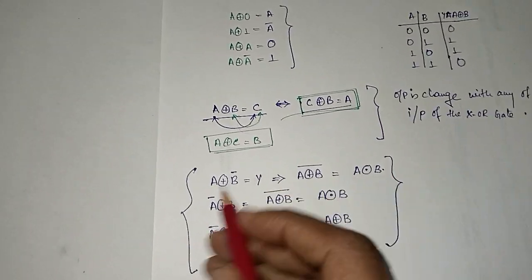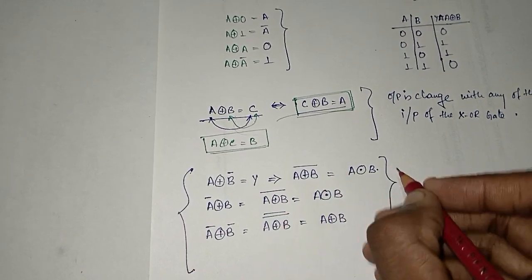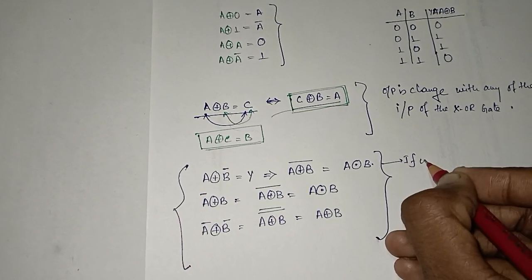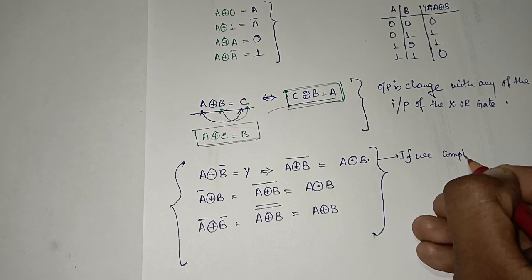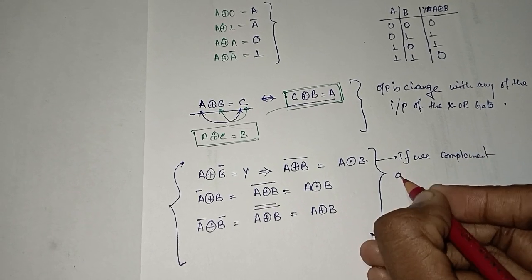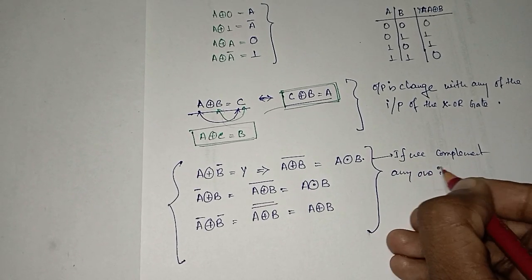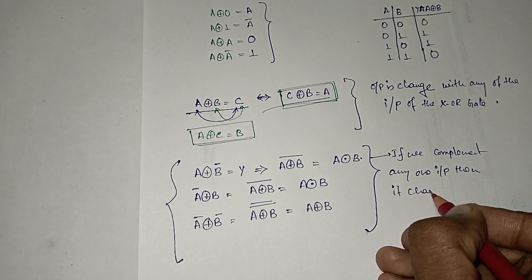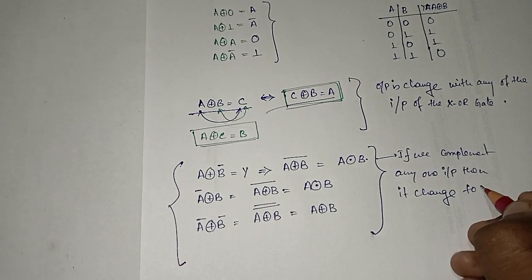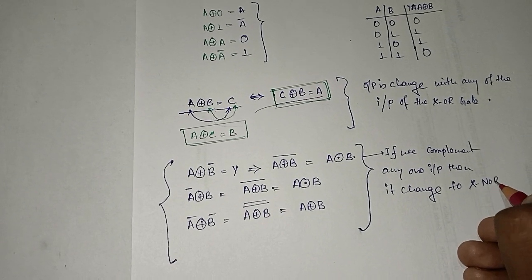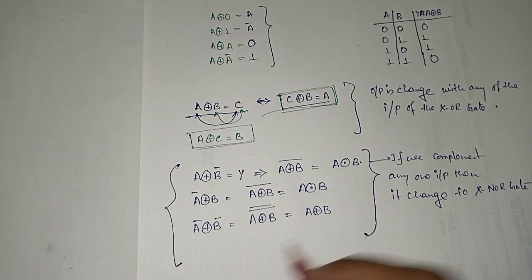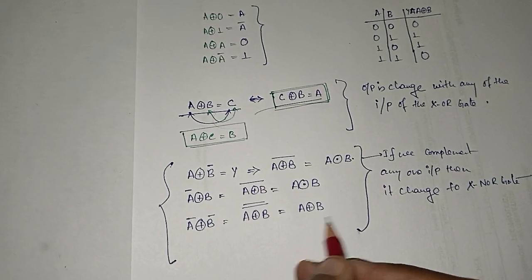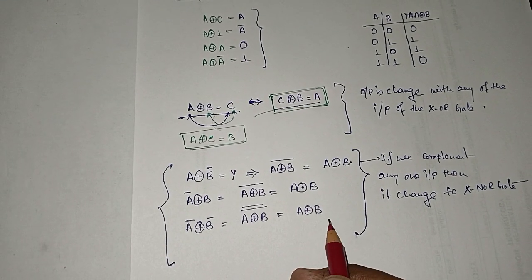So if we complement any one input, then it changes to the XNOR gate. If both are complemented, then the XOR gate is present.